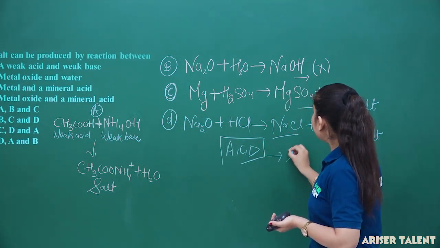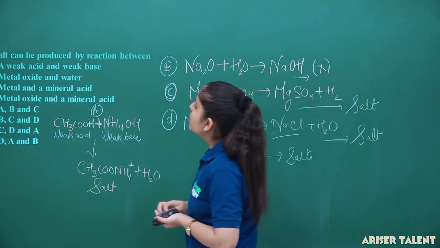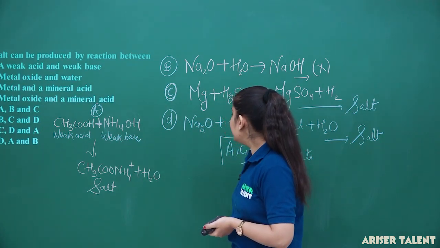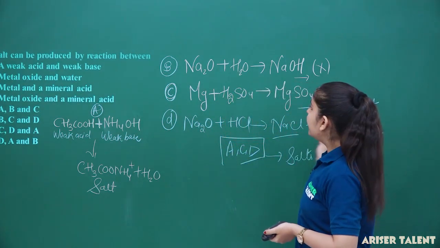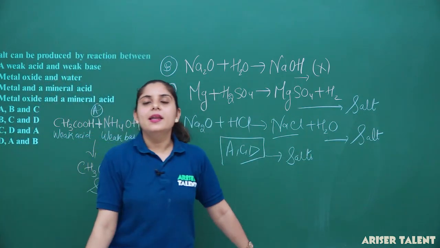So which option is correct here? Let us check the options. First one is ABC, second is BCD, third one is CDA. So it is our C, D and A. So we can conclude that option number 3 will be the correct answer.